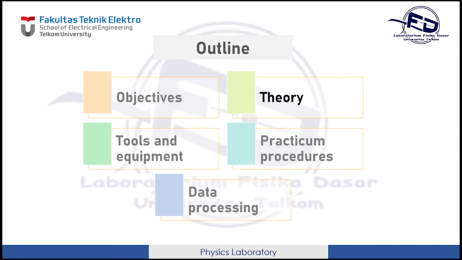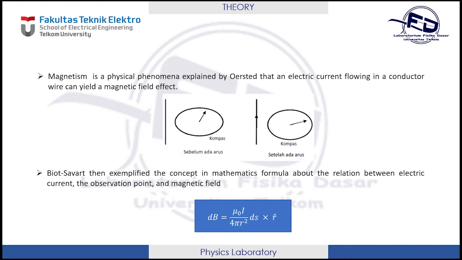Moving on to second outline, theory. Magnetism is a physical phenomenon explained by Ørsted that an electric current flowing in a conductor wire can yield a magnetic field effect. As you can see from the picture, the vertical line represents the wire, and right next to the wire is a compass.